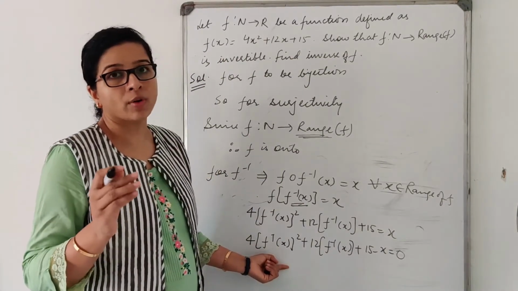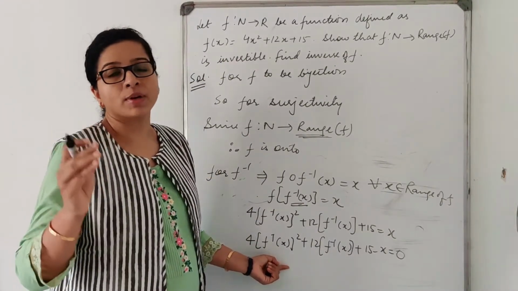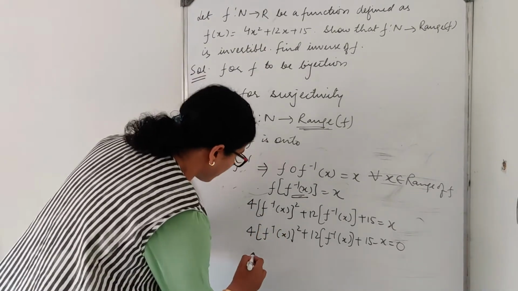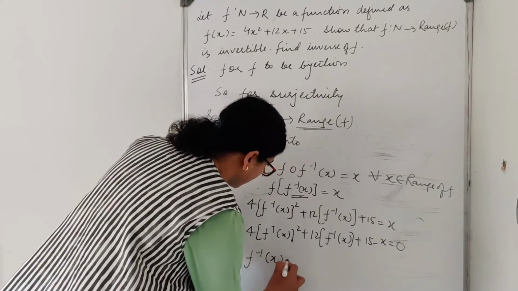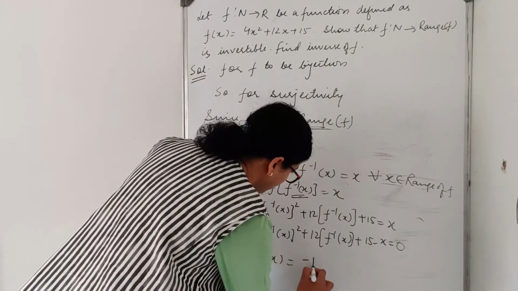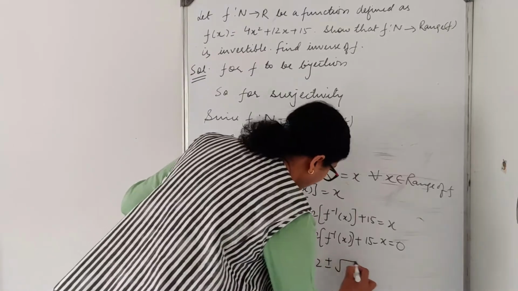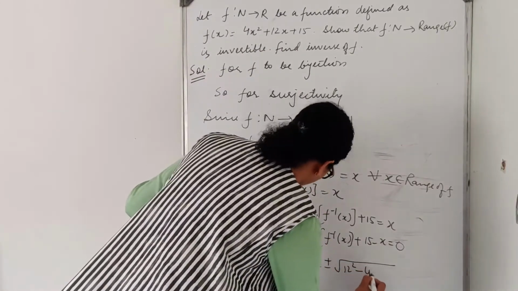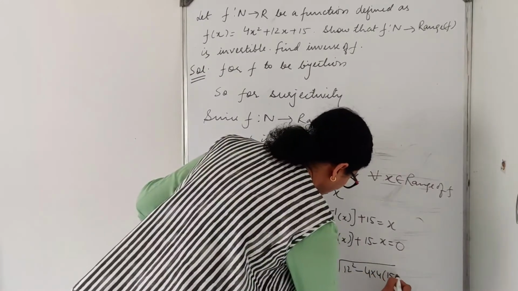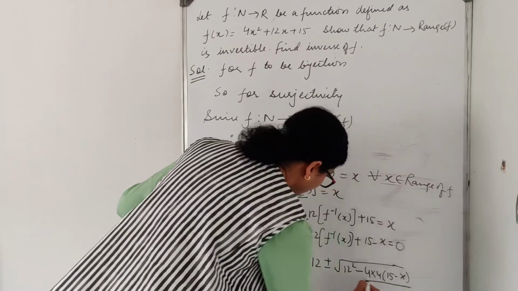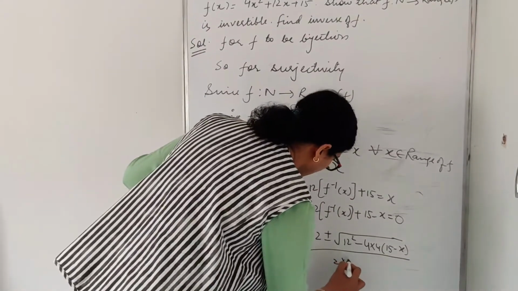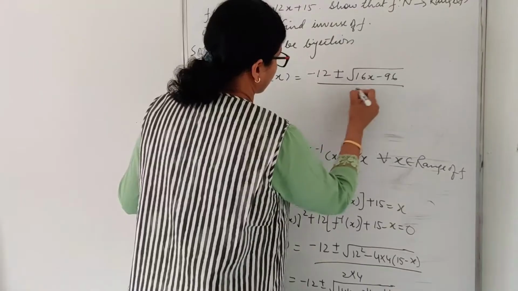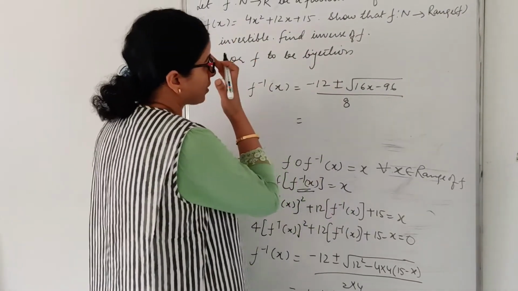What was my quadratic formula? x is equal to minus b plus minus root of b square minus 4ac upon 2a. So I am using that formula here. So f inverse x is equal to minus 12 plus minus under root, what is my b square? 12 square minus 4 into 15 minus x, upon 2a, right? Solve this. So what are you getting? You can take out 4 common.